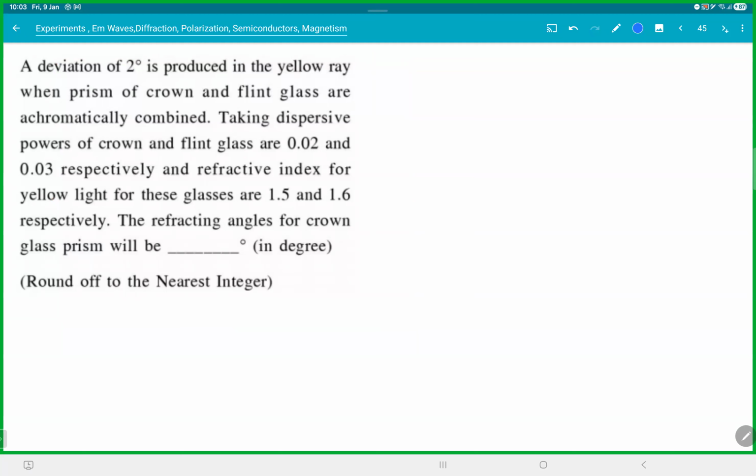A deviation of 2 degrees is produced in a yellow ray when the prisms of crown and flint glass are achromatically combined. This word is important. Achromatically, meaning what? There is no dispersion. Basically, if you send white light, you'll get white light out. The light rays won't disperse. No dispersion. That is the meaning of achromatic combination.